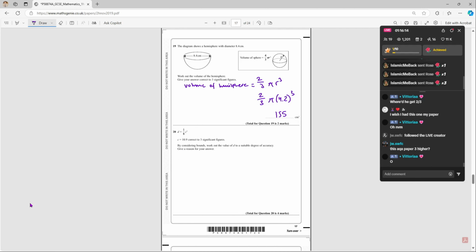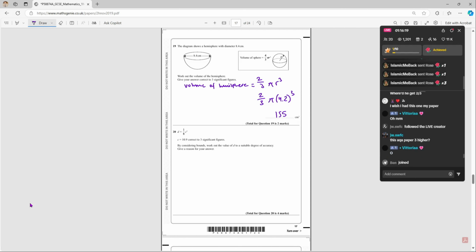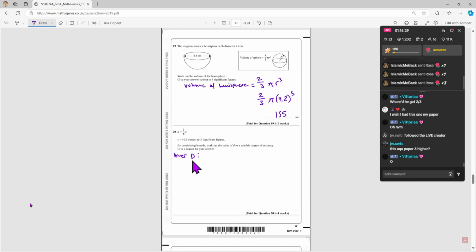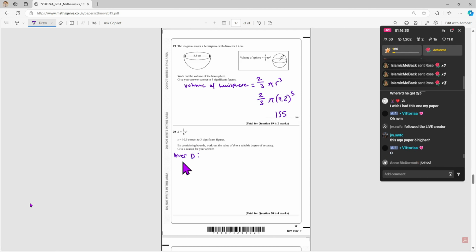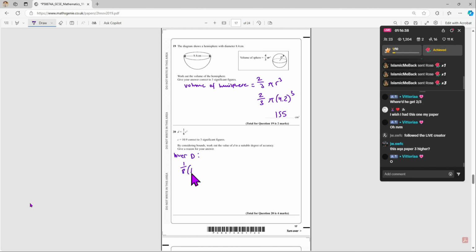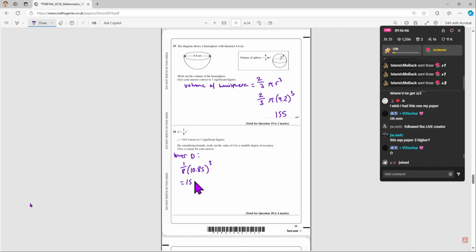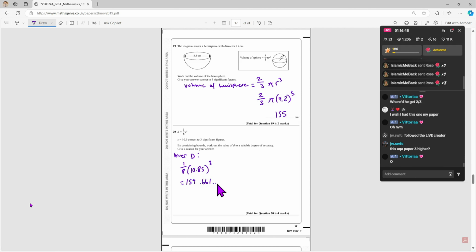Basically, we're going to use the lower and upper bound of C to work out the value of D. To work out the lower bound for D, the lower bound for 10.9 is going to be 10.85. So lower D is going to be 1 over 8 times 10.85 cubed, which will get you 159.661, and it's going to keep on going.